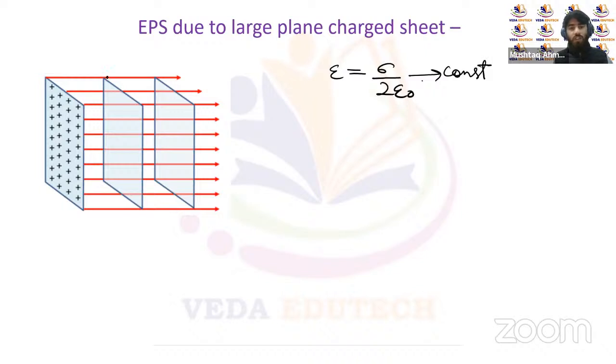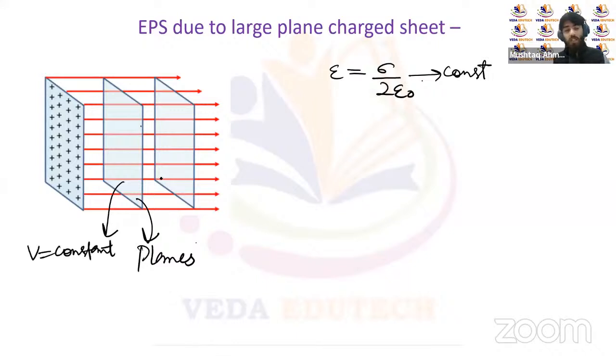So you can see that if we draw planes here, the electric field lines are perpendicular to these planes. It means that along the direction of these planes there is no electric field, so on these planes the potential will be constant. If on these planes potential is constant, we call these planes equipotential surfaces.